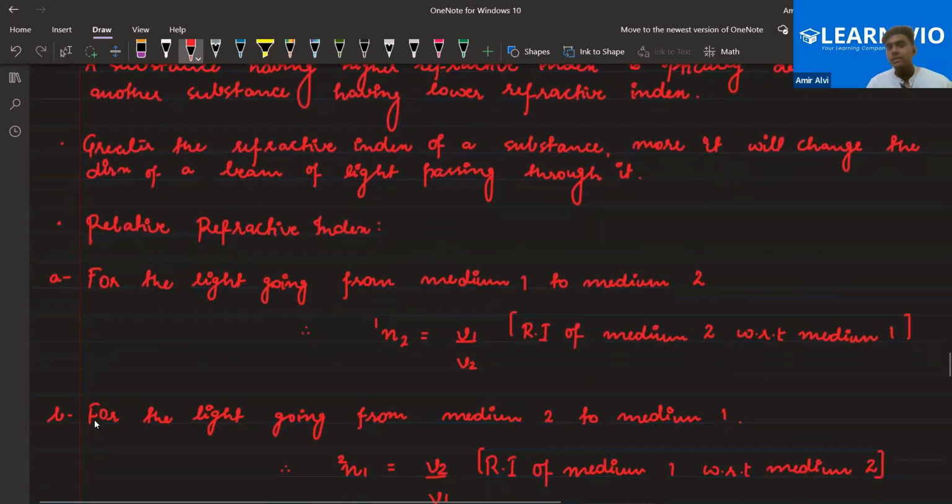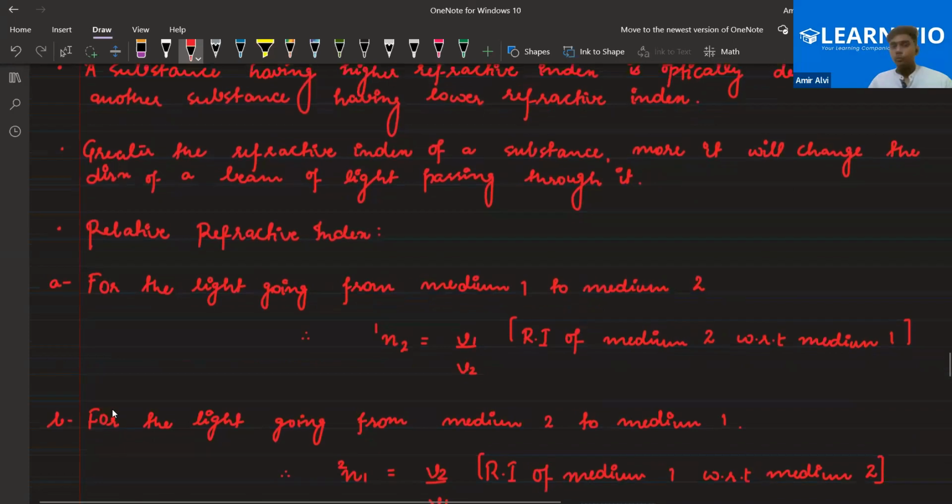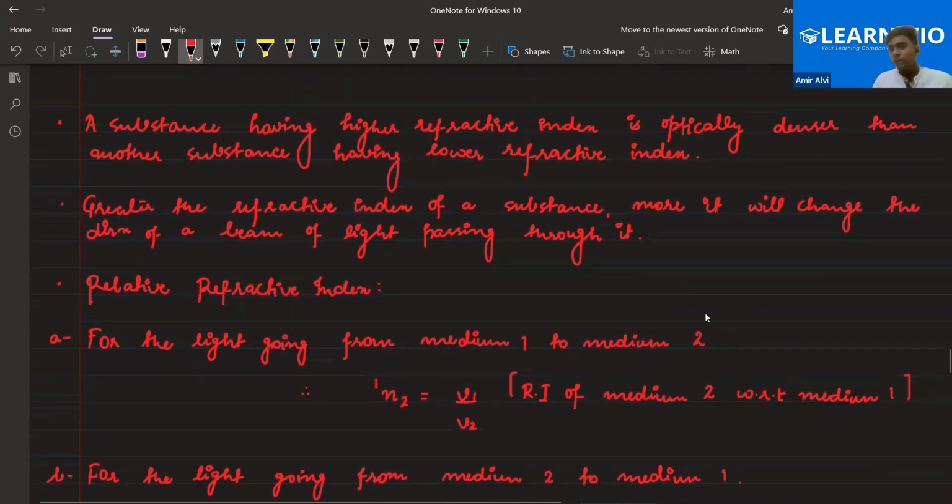Now let's understand the relative refractive index. Suppose that light is going from medium 1 to medium 2. So how to calculate the refractive index of medium 1 with respect to medium 2? Sorry, refractive index of medium 2 with respect to 1. So that would be V1 by V2 in terms of velocity. Refractive index of medium 2 with respect to 1. So yahan pe 1 jo hai subscript in the velocity, that would be V1. And in the numerator, it would be V2. Clear, Junaid and Arish?